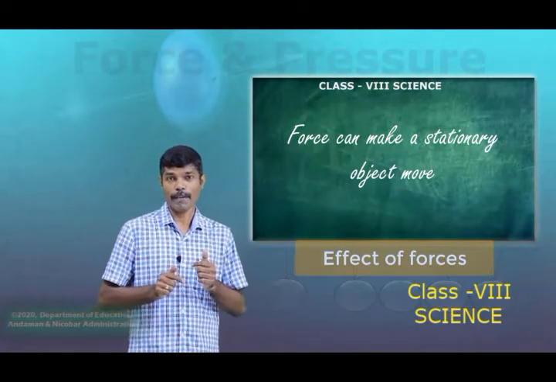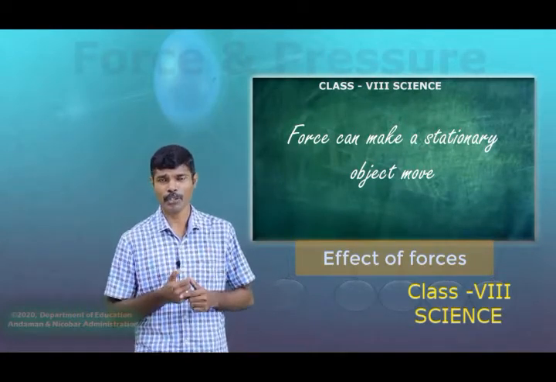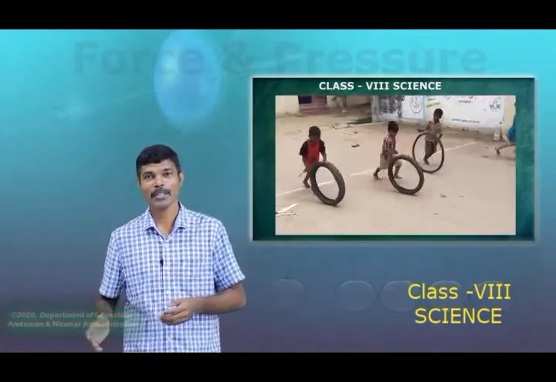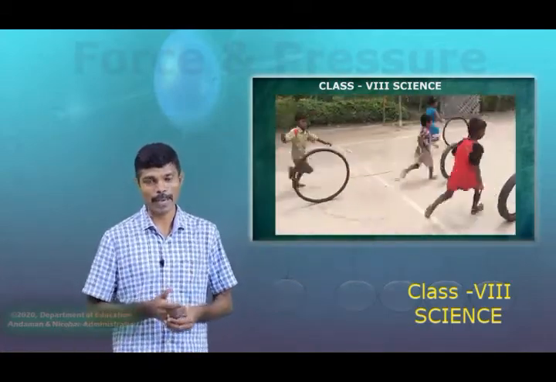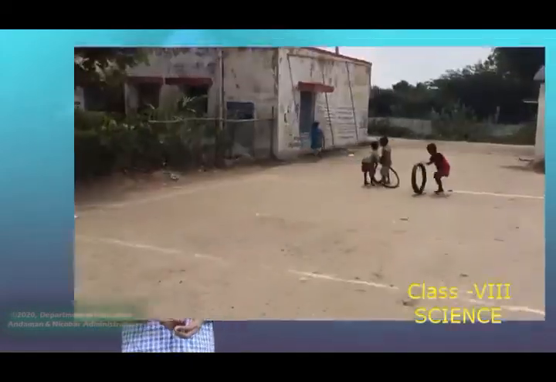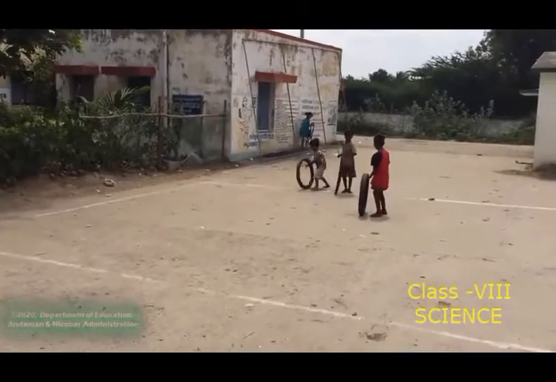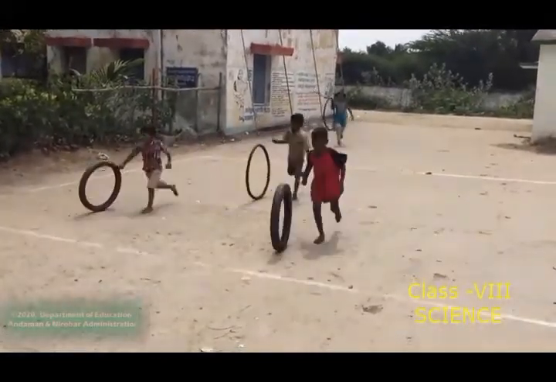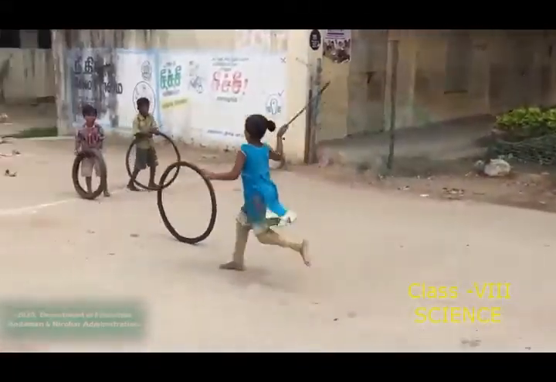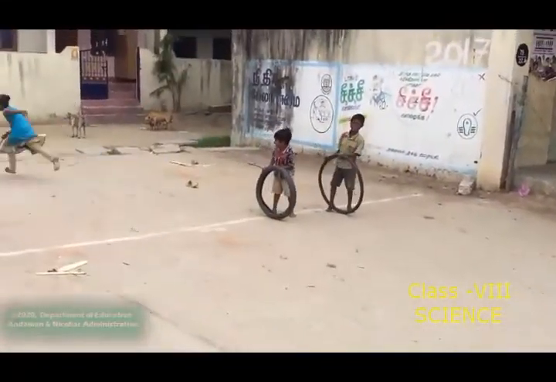Suppose the object is already in motion, as you can see in the clip where kids used to play with old tires. In our days also we used to play like this. You might have heard from your parents that they also used to play like this. Now in this case, you have to understand the science behind it. What is that science behind it?